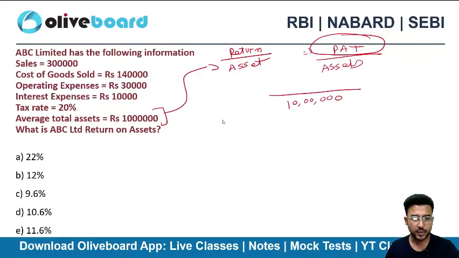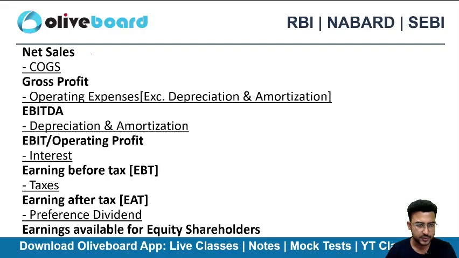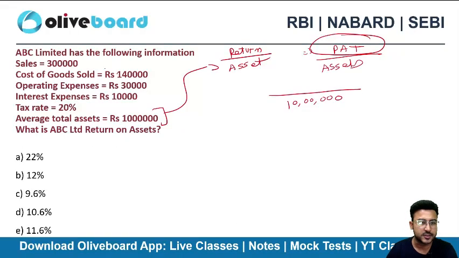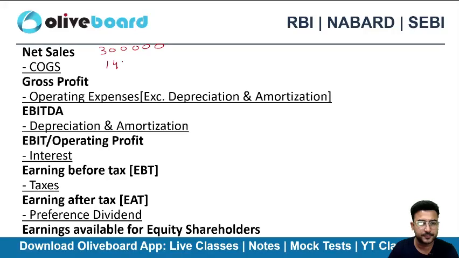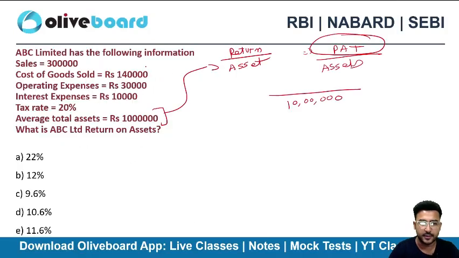Okay, guys. So let's try this question. What I need to do is calculate the profit after tax. What things do I have in the question? They have given me sales of 3 lakhs. So let's start writing sales of 3 lakhs. Then cost of goods sold of 1,40,000. So this will be my gross profit. What will be my gross profit? 3 lakh minus 1,40,000. So 1,60,000 is my gross profit.